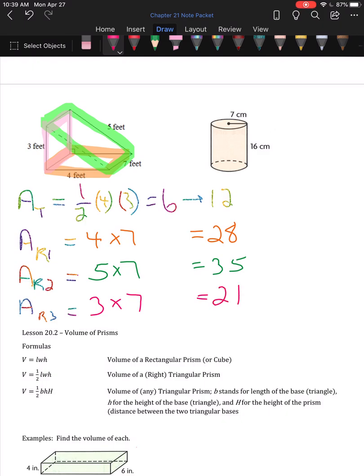You will notice that the 7, the distance from front to back, the one between the 2 triangles, is a measurement in each of the rectangles. That's not coincidence. Every triangular prism will follow that rule.